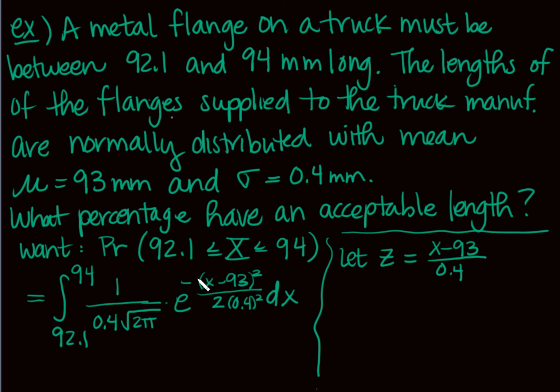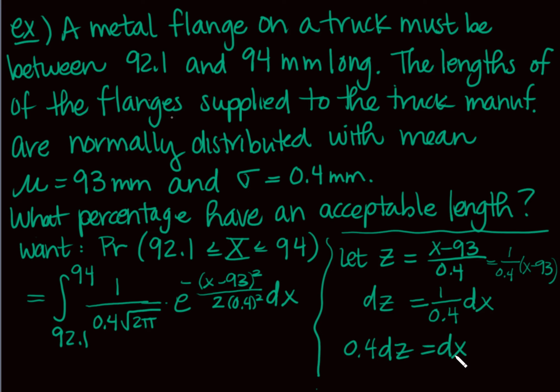Basically, I want to get negative 1/2 z squared, so I want to rewrite this. Then I have to figure out what my dz is. If I think of z as 1 over 0.4 times x minus 93, the derivative of x minus 93 is 1, so I get dz equals 1 over 0.4 dx. So what is dx? dx is 0.4 dz.